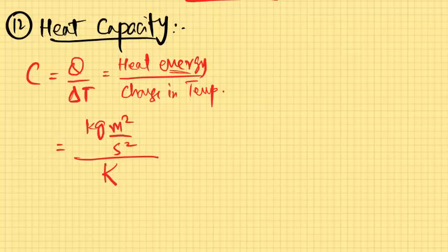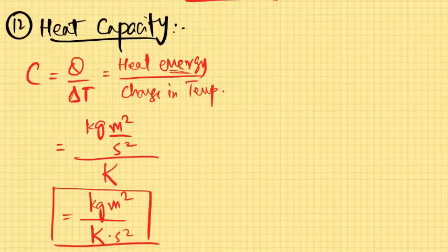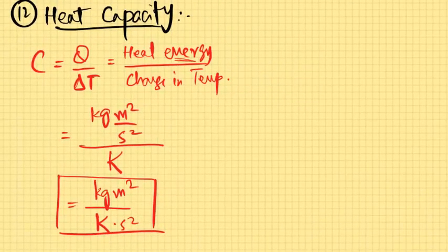Now please never ever cancel these two K, because you should know that this K is kilo and this is Kelvin, so they are not going to cancel out each other. Rather, my final answer is going to be kilogram meter square per Kelvin per second square. So this is the SI base unit of heat capacity.